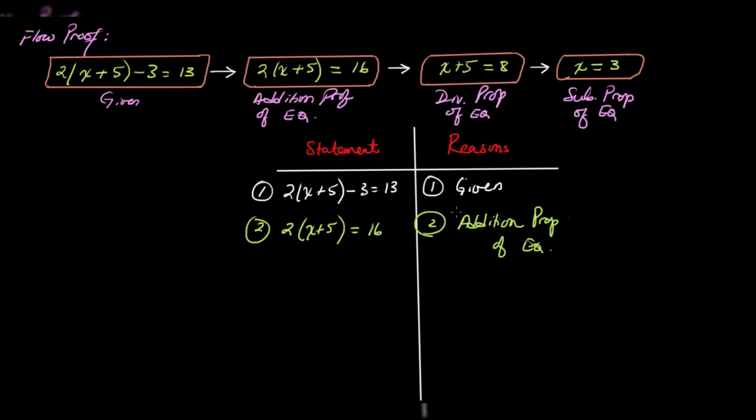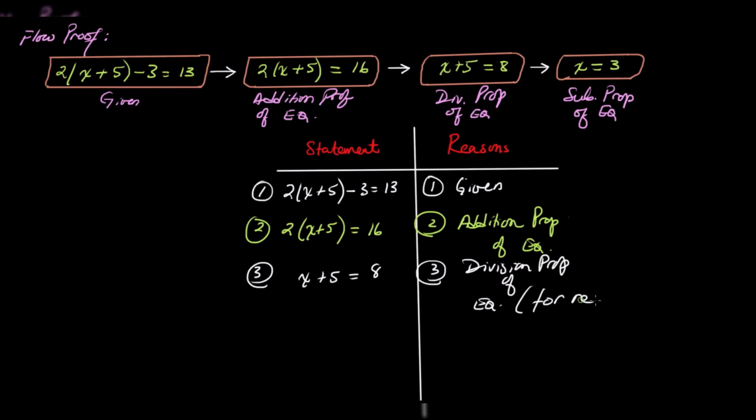And once we did this, the third step in our proof was that we divided both sides by 2, and we got x plus 5 is equal to 8, and this we were able to do because of division property of equality for real numbers. Now every time I say this, I say it's for real numbers. I don't write that because it becomes cumbersome, but all these properties are regarding real numbers.